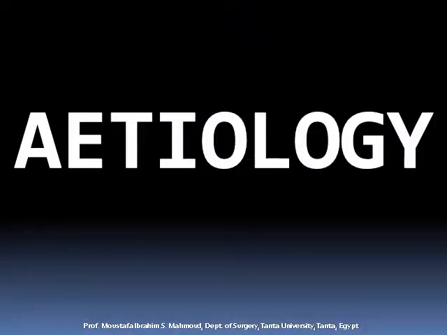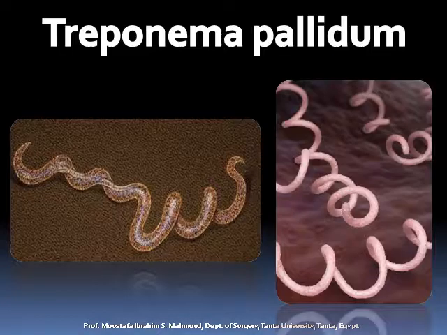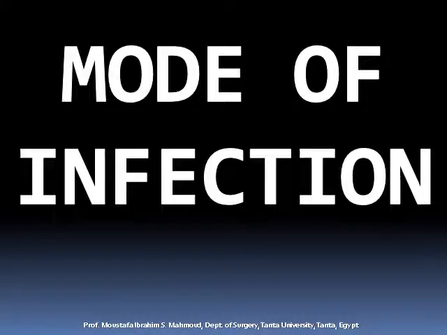Etiology. The spirochete Treponema pallidum is present in large numbers in primary and secondary lesions of the acquired syphilis and in lesions of congenital syphilis. Treponema pallidum microscopic picture.